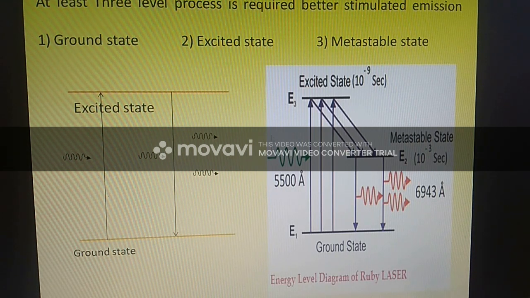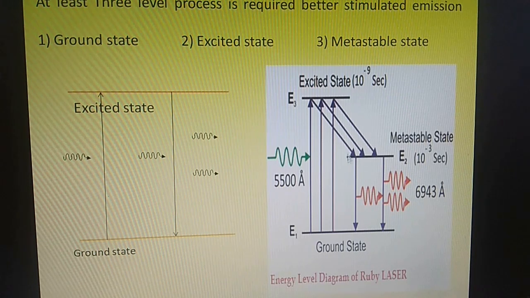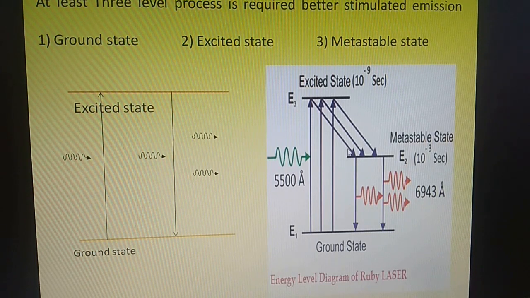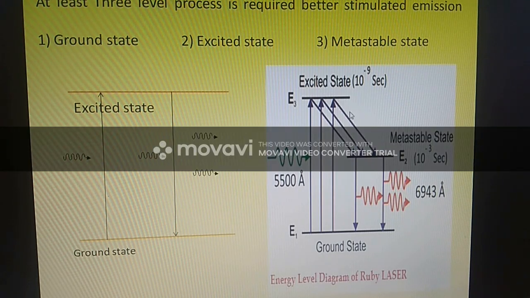But in the three-level process, we get effective stimulated emission. Here you see the electron goes to the excited state and then comes to a state in between the excited state and ground state, called the metastable state. Why do we call it metastable? It is a partially stable state. The electron stays more time there: 10 to the power minus 9 seconds in the excited state, and 10 to the power minus 3 seconds in the metastable state. This is very high compared to the excited state, 1 millisecond.